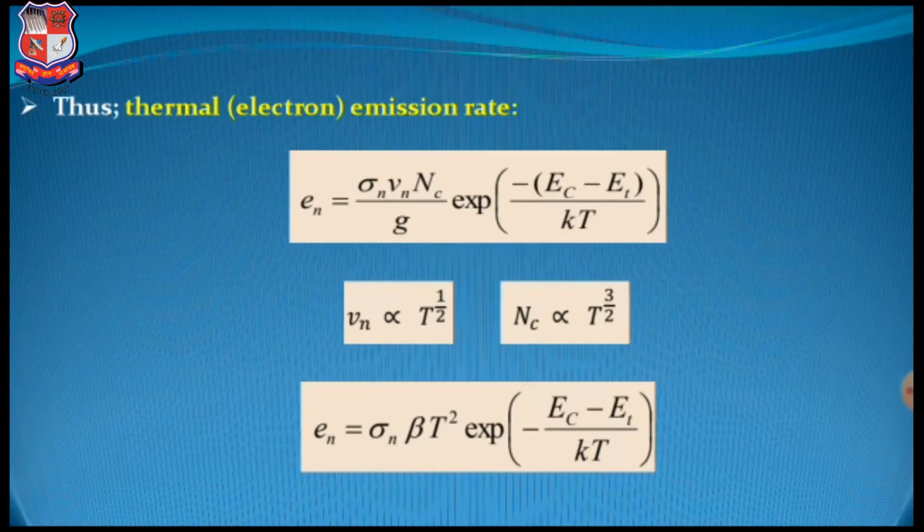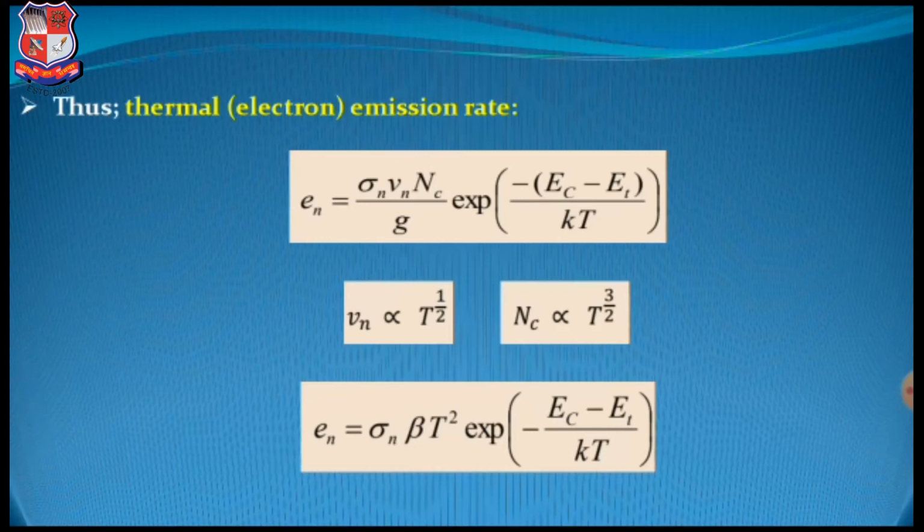So how will we identify the thermal emission rate through which we can identify the defect inside the semiconductor? So equation number 1, that is En is equal to sigma n, the carrier density, Vn Nc divided by G into exponential minus Ec minus Et divided by Kt. See, this Ec is the energy of the conduction band, Et is the energy of thermal emission from which the electrons are emitting, Vn is the number of charge carriers in the valence band, and Nc is the number of charge carriers in the conduction band. G is the degeneracy factor, K is the Boltzmann constant, T is the absolute temperature in Kelvin.